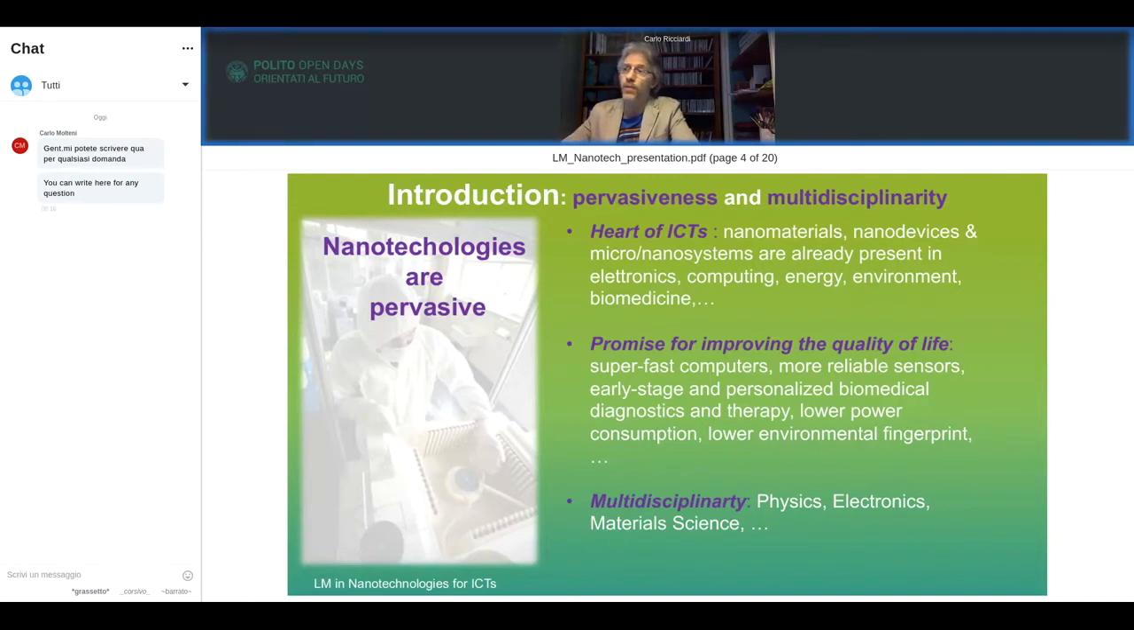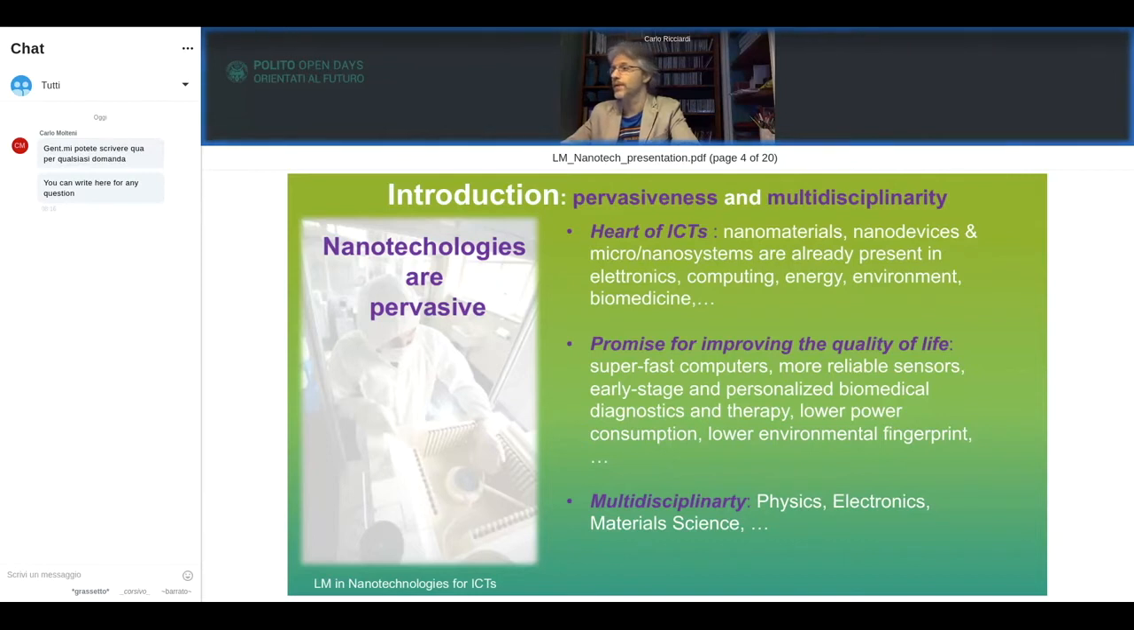So they are already there, not just in computing or electronics, but also for other applications like energy, environment, biomedicine, etc. They are a promise for improving the quality of life, and that's a really important thing, especially because since they are really small, like the example of before, they can go to very low power consumption. They have also a lower environmental footprint. That's a very important thing. They could be things that are in your own hand.